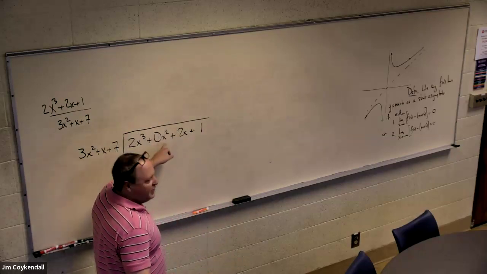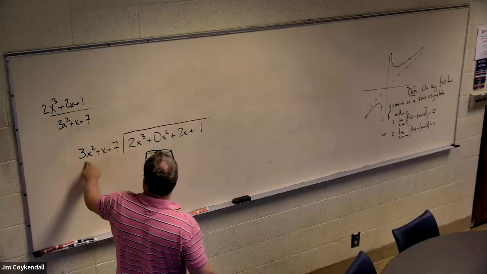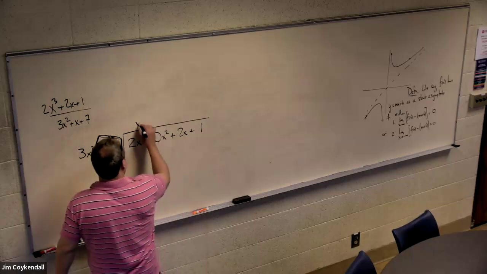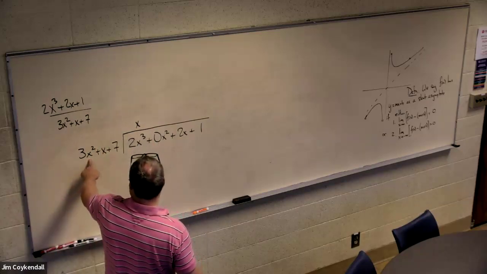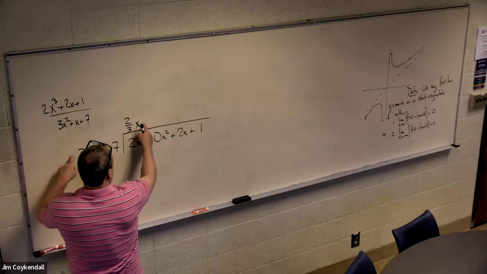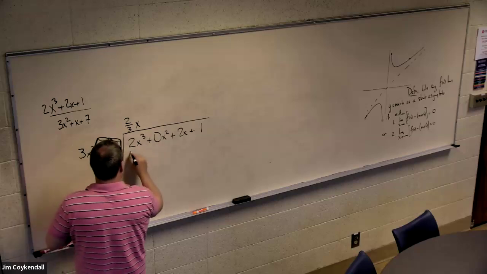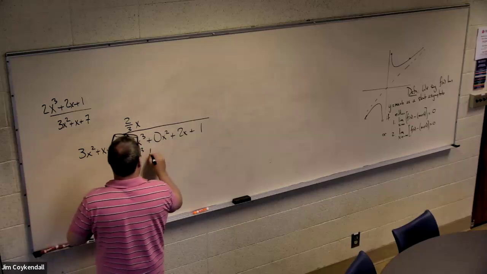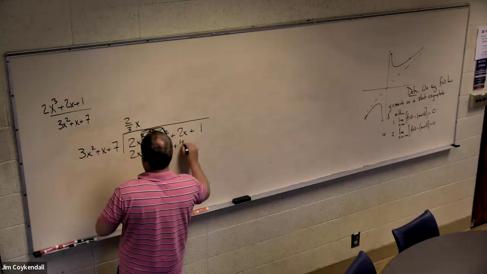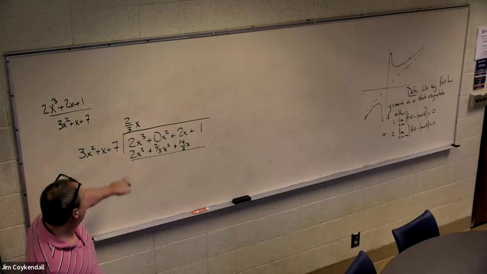Notice I put a 0x squared. Let's just keep my place. How many times does 3x squared go into 2x cubed? Well, I'm gonna need an x there. How about this, 2/3 x. 2/3 x times this. This is just like dividing, like you learned in grade school. This is 2x cubed plus 2/3 x squared plus 14/3 x. Everybody follow how I did that?